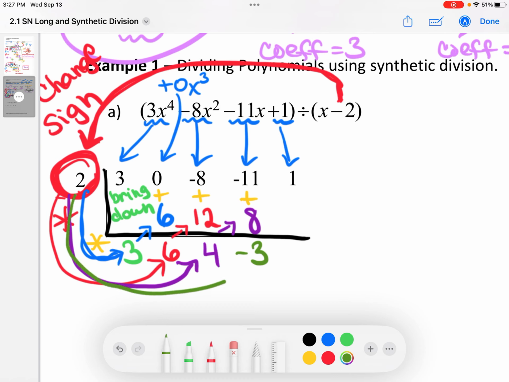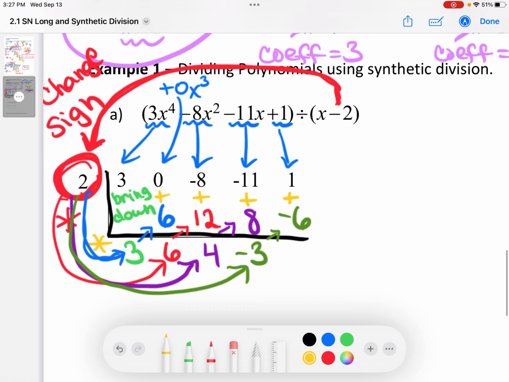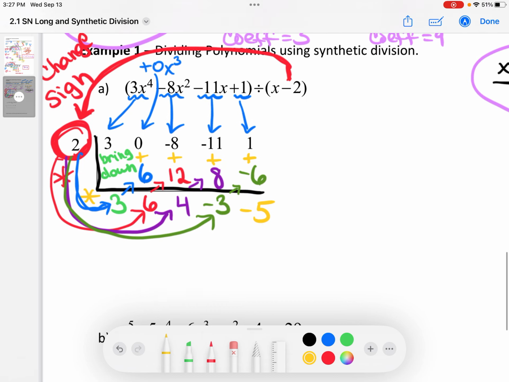We do it again. Take this 2 times that negative 3. Write the answer up and over. That's negative 6. We add one more time, and that's a negative 5.